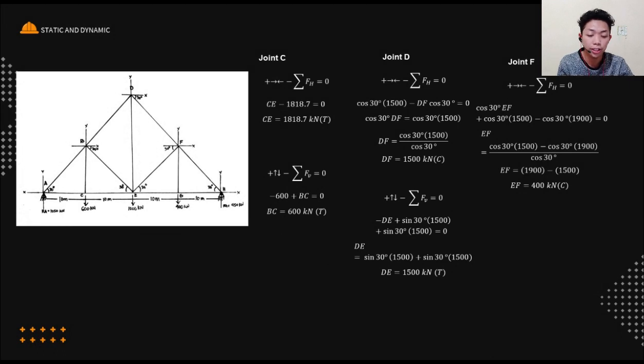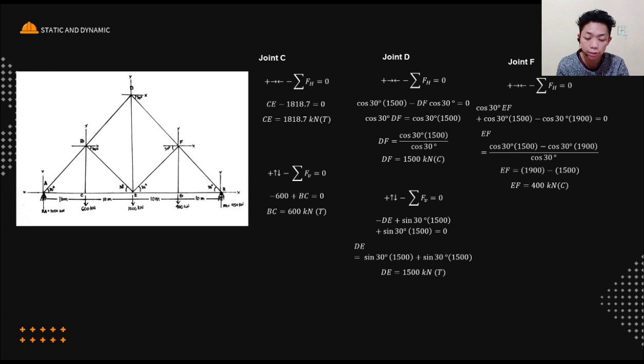Next is yung joint D naman natin, yung sa taas na part. So, ganun din yung gagawin natin: summation forces horizontal at summation forces vertical. So, unahin natin yung summation forces horizontal. Sa joint D natin, meron tayong DF, DE, tsaka BD.